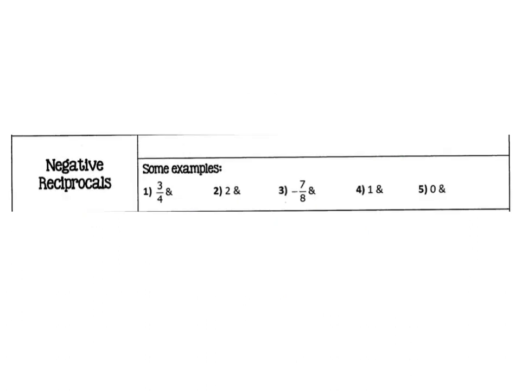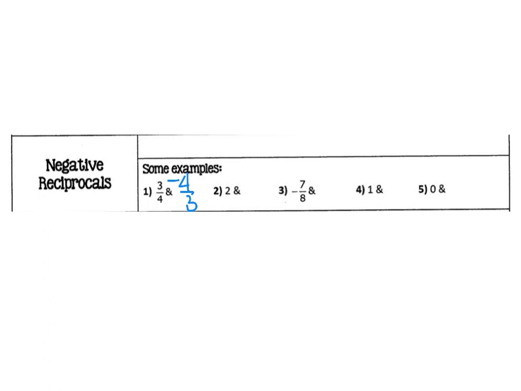All right, so some examples of negative reciprocals. Negative reciprocals, we want to flip it and change the sign. So 3/4, we would flip it to 4/3 and make it negative. So negative 4/3 would be the negative reciprocal.